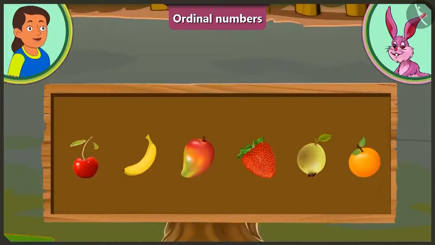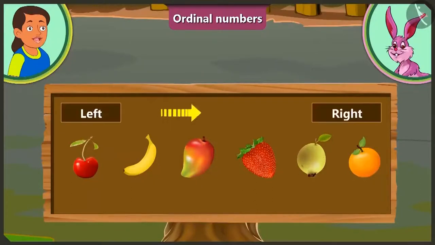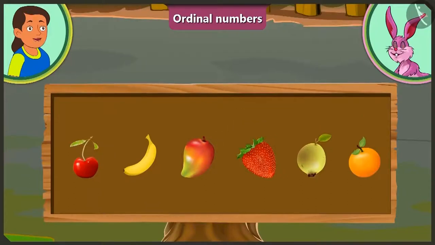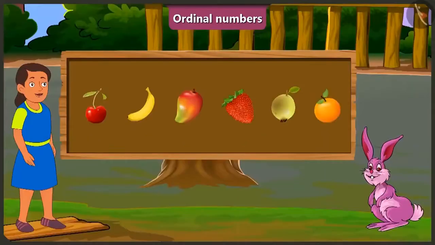This is very simple. Look, Bunny, we have to count the order of fruits from the left. At the first position is cherry, at the second position banana, at the third position mango, at the fourth position strawberry, at the fifth position guava, and finally at the sixth position is the orange. Bubbly, you are absolutely right.